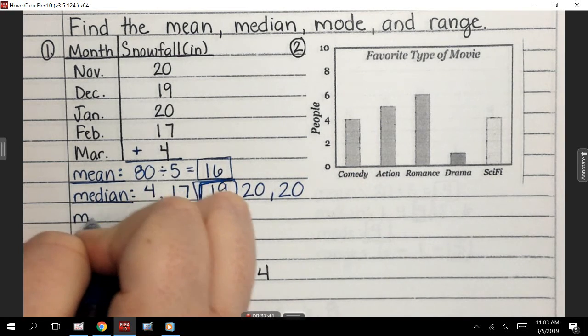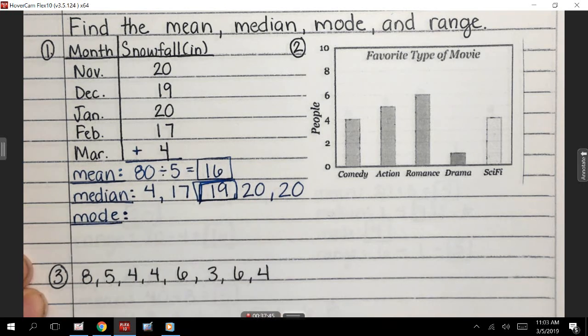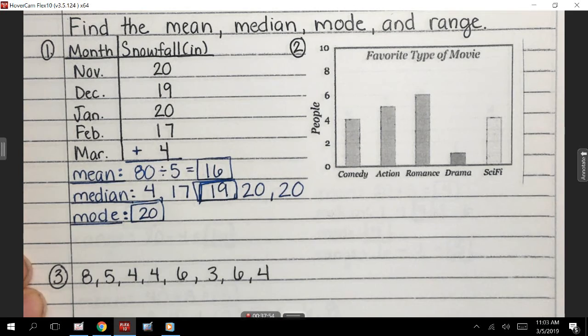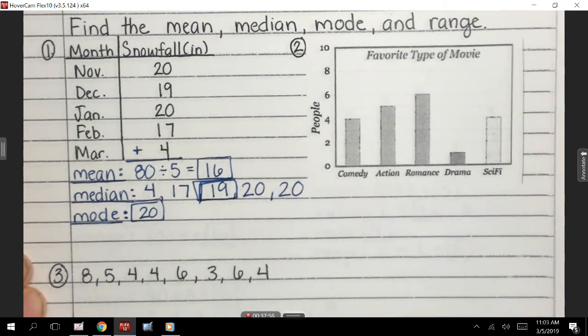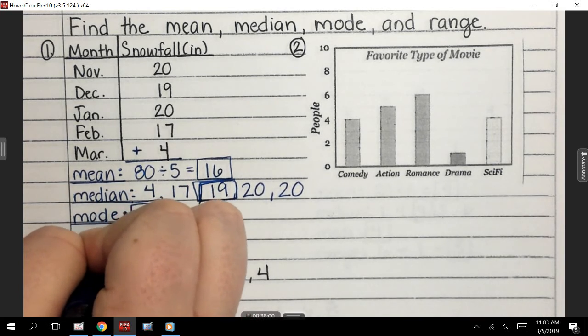The next thing I'm going to do is the mode. All right? Remember, the mode is the one that's there the most. Which number is there the most, Tony? The most, 20. So my mode is 20. Mode is my favorite because I don't have to do any math. And it's easy to remember because mode and most sound the same. All right, then the last one is my range.